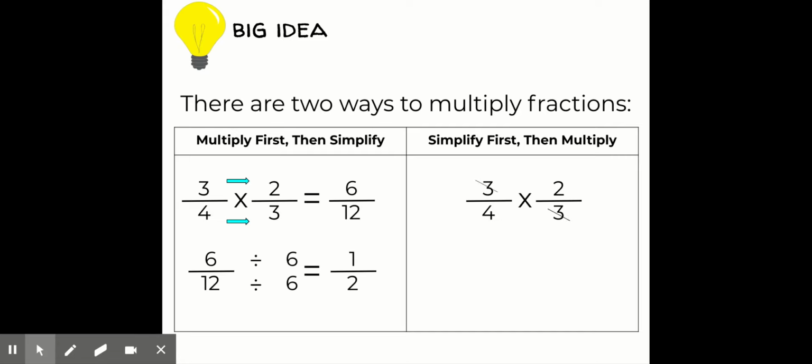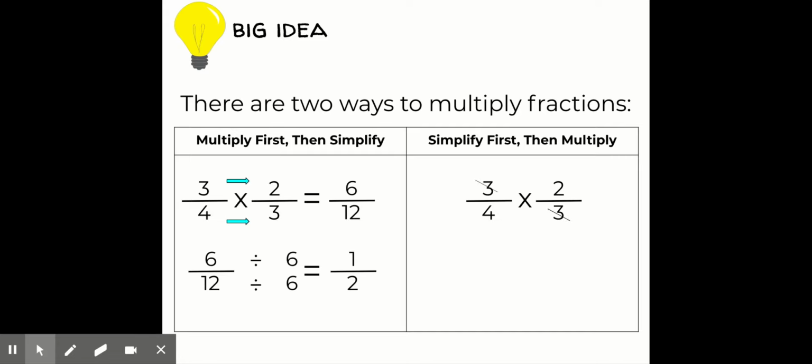Let's try this one. 3/4 times 5/12. I'm going to go ahead and simplify first for this one. 3 can go into 3 one time, and it can go into 12 four times. 4 and 5 can't be simplified. So now I can multiply across. 1 times 5 is 5. 4 times 4 is 16. So my answer is 5/16. Let's go ahead and talk this one out.